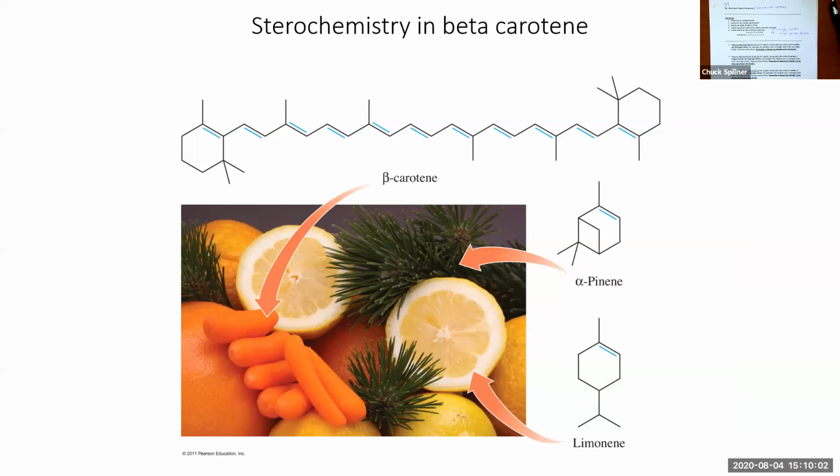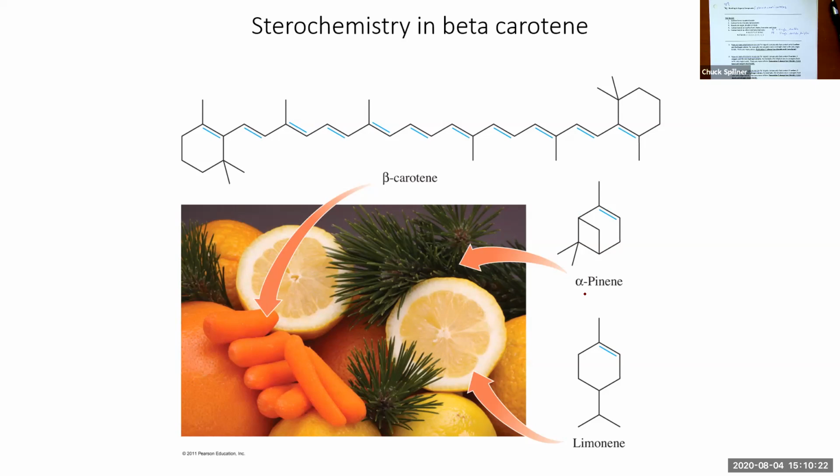This is a naturally occurring compound. There are some other naturally occurring compounds shown on the side that have double bonds. You have alpha pinene, you have limonene, and just like they sound, alpha pinene is found in pine trees and limonene is found in lemons. Anyway, let's look at some of these double bonds.